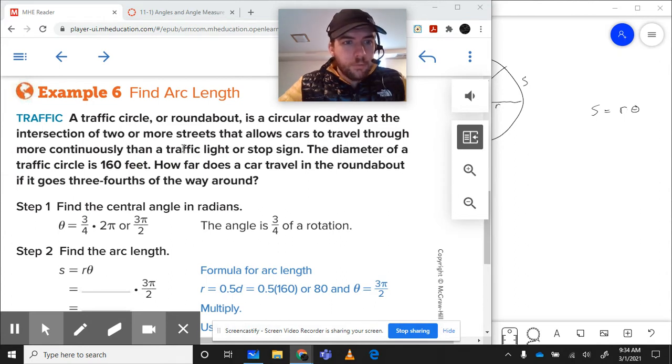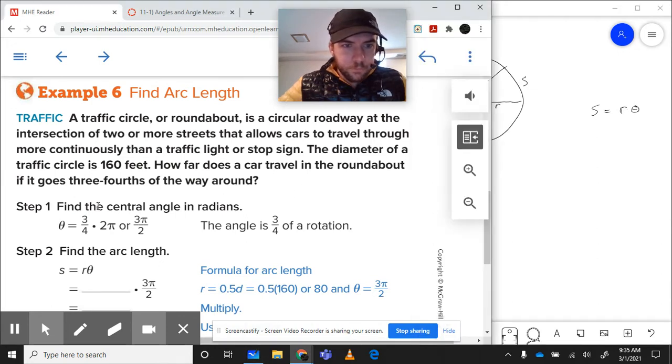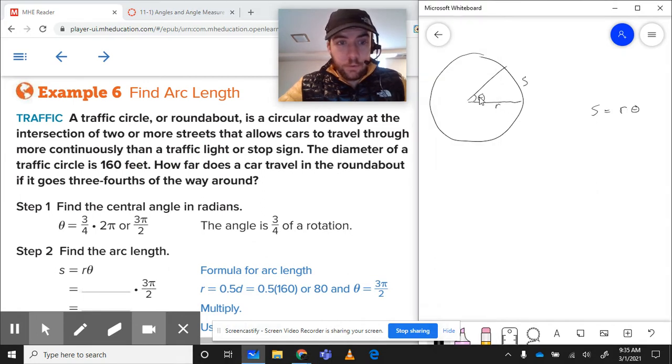The diameter of a traffic circle is 160 feet. How far does a car travel in the roundabout if it goes 3/4 of the way around? Okay, so we're going to use our understanding of arc length to figure this out. First of all, we want to find that central angle in radians. We want to figure out what this angle is here.